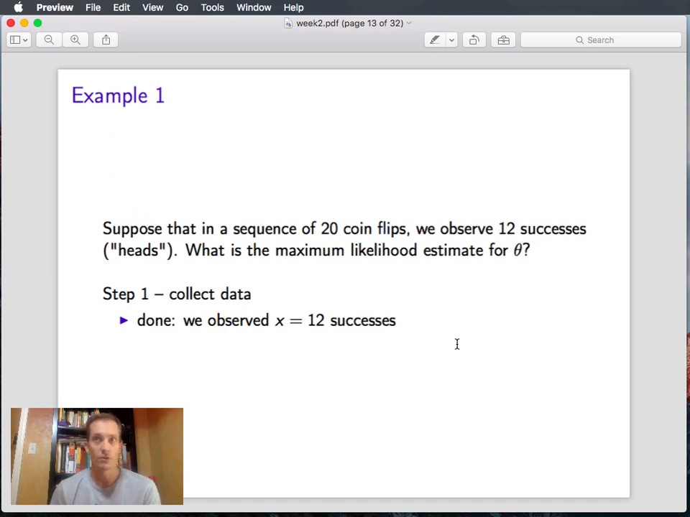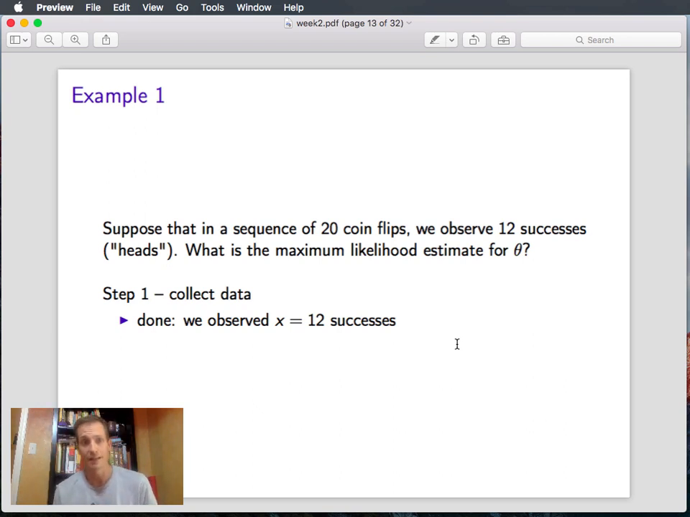This is going to be similar to what you've already thought about probably several times this semester. Suppose that in a sequence of 20 coin flips, we observe 12 successes. Remember, success we sometimes call, we've landed heads on 12 coins. So we got 12 successes. What is the maximum likelihood estimate for theta? So what value of theta is most likely given that we've just observed 12 successes?